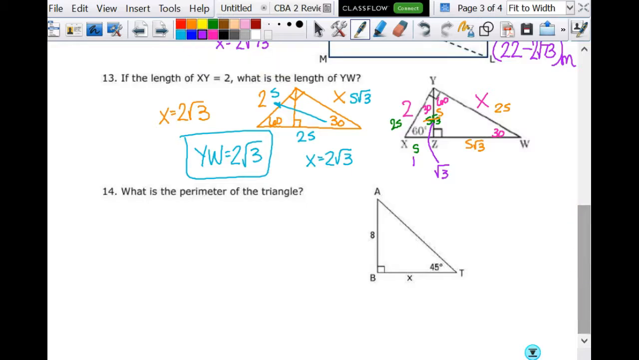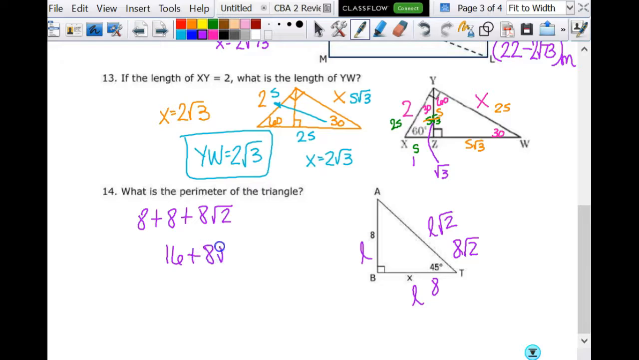So this is a 45, 45, 90 triangle, so L, L, L square root of 2. So if this is 8, this is 8, this is 8 square root of 2. Perimeter means I add them all up, so 8 plus 8 plus 8 square root of 2 does not give me 24 square root of 2. Some of you need to seriously think about those things because you keep making the same mistakes. You can't combine this. This is like 8x, so this is going to give me 16 plus 8 square root of 2. I can't do anything else with that, whatever the units are.